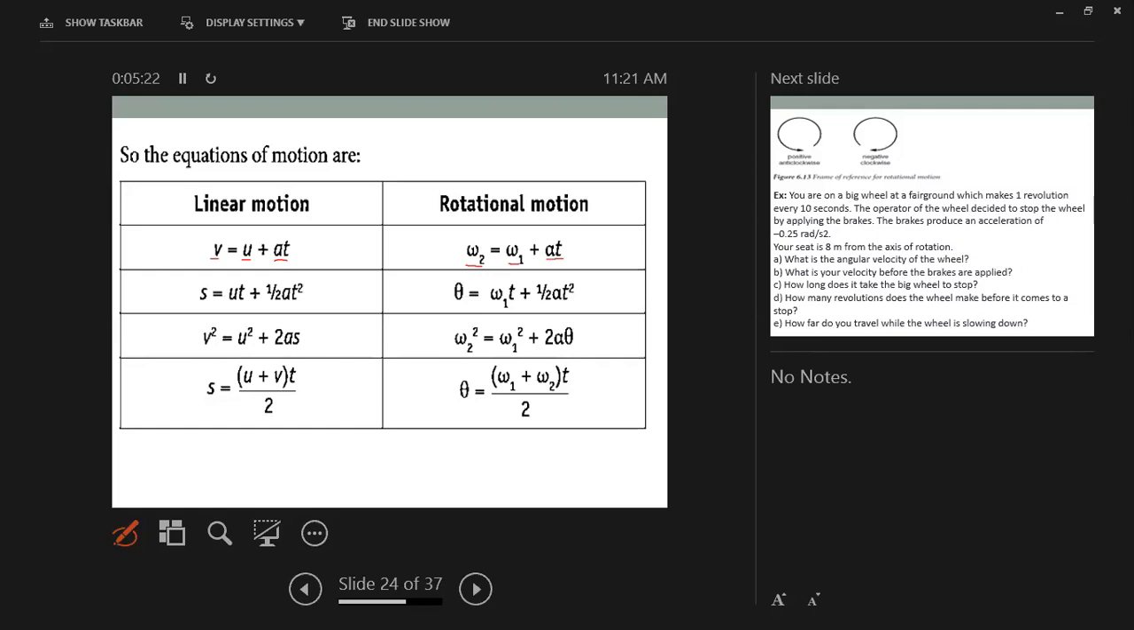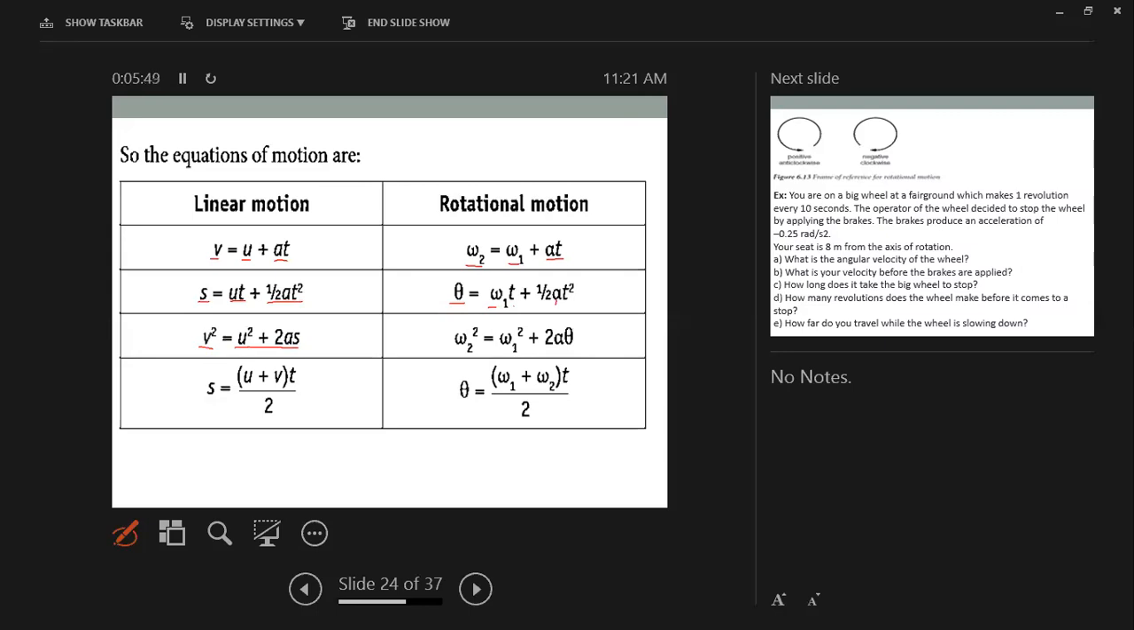Here for the displacement or for the distance, we had ut plus 1 over 2 at square. Now for the angular displacement, we are going to have initial angular velocity times time plus 1 over 2 angular acceleration times time squared. Okay? Here to find the final velocity, we were using initial velocity square plus 2as.